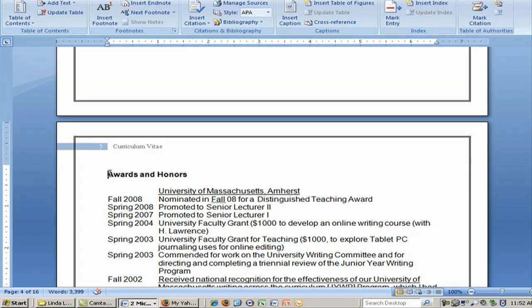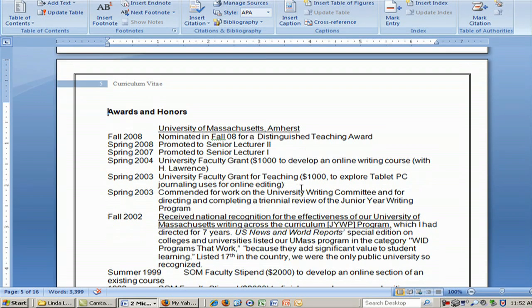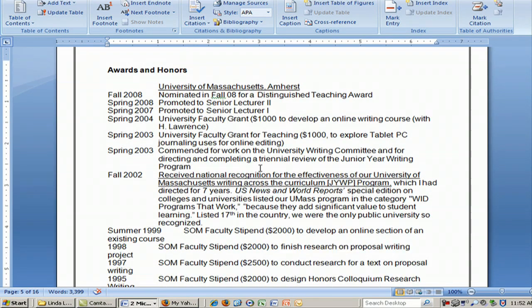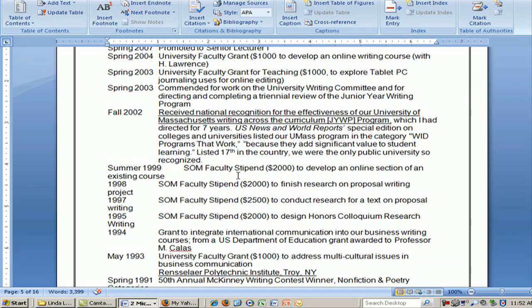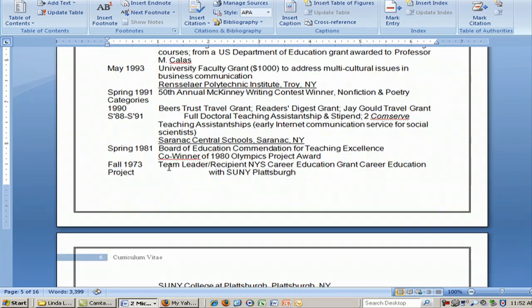Awards and honors are very important to include as well, of course. Any grants or stipends that you've received as part of your research, as part of your teaching activities, anything that's happened to you as a result of that, you certainly want to put on your resume. They're very important. Any awards, they don't have to be a dollar award or a stipend. They can just be a paper award as well, or a listing in a national publication or a local publication.